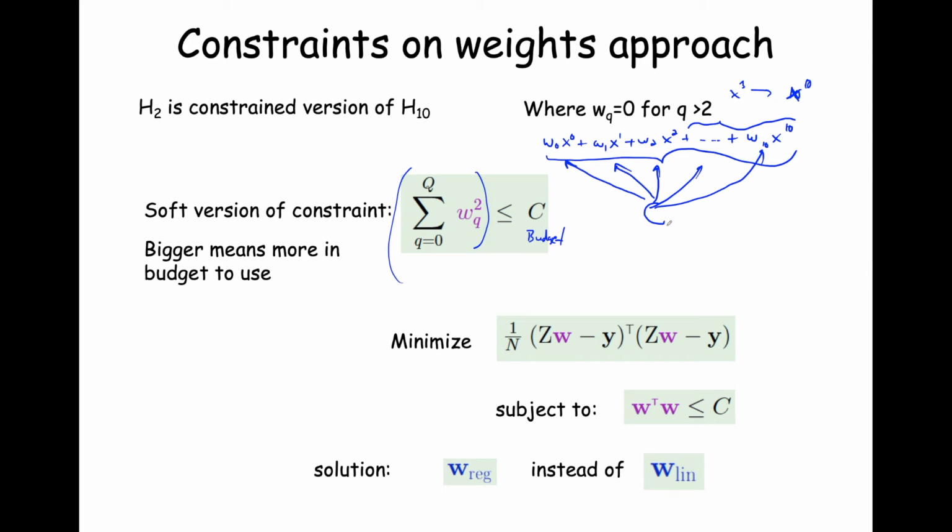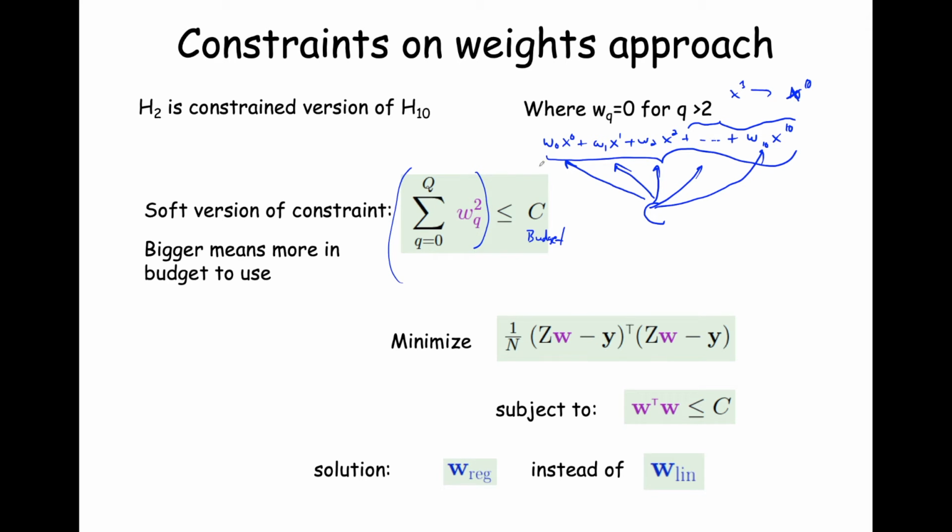So if C is very small, these weights are going to be very small, and the contributions of each one of these monomials from the 0th power through the 10th power are going to be relatively minor. Now, if C is a relatively large budget, a large value, that means that I'm going to have more budget to contribute or spread out to each one of these weights, and I'm going to get bigger weights over all of the monomials for a more expressive degree 10 polynomial.